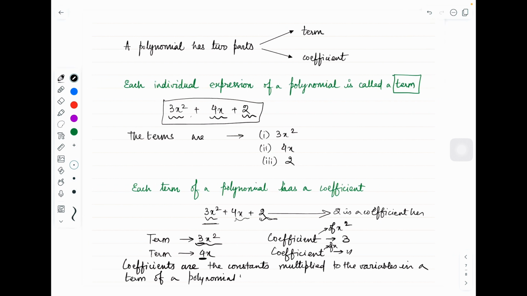This is also given in exercise. I'll not delve much into it. We have to find in an equation. If it is said to find the coefficient of x to the power 0, what is the coefficient of x to the power 0? Here it is 2. Simply 2 means 2 into x to the power 0. x to the power 0 is 1. So coefficient is 2. Coefficient of x square is 3. Coefficient of x is 4. Understood?